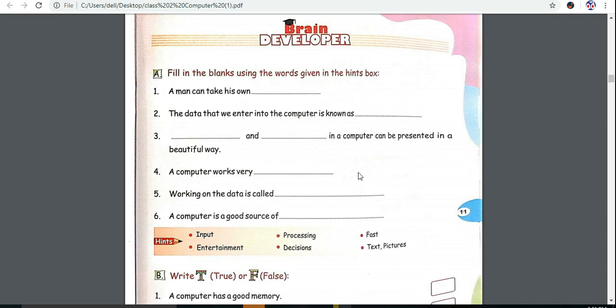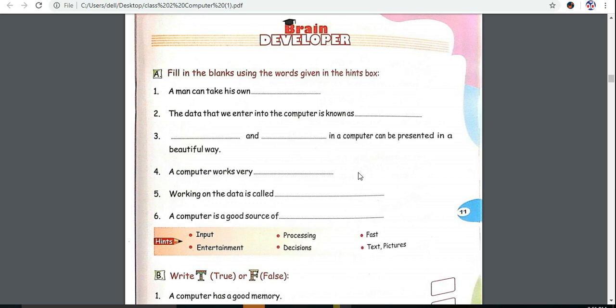Yesterday I told you that you have to try to solve this exercise and get ready with your answers. Today I'm going to tell you the answers so you can match with your answers and find yourself whether you have understood the topic or not. If you have not understood the topic, again you will go and play the video. So let's start with our today's topic, that is filling the blanks.